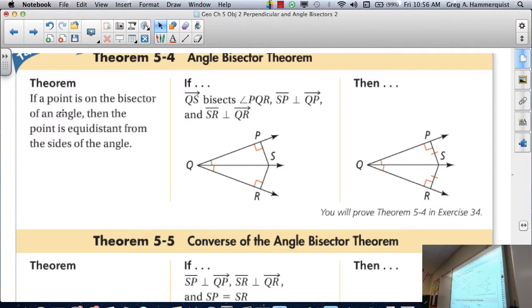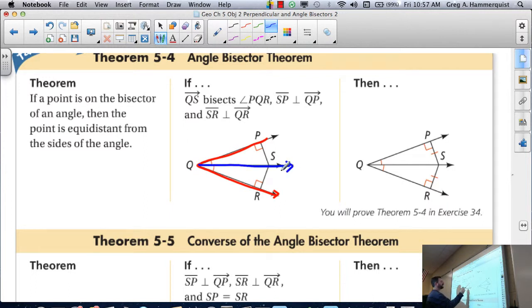All right, so here's what we get. We've got some angle here, angle PQR. And we know that ray QS bisects that angle. So ray QS bisects that angle, cuts it right in half. And we can see that. We've got our marks here, that angle's been bisected, cut in half.